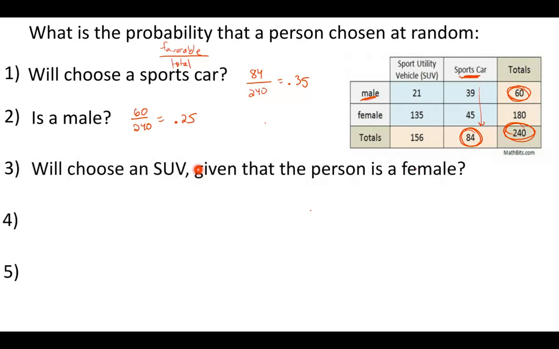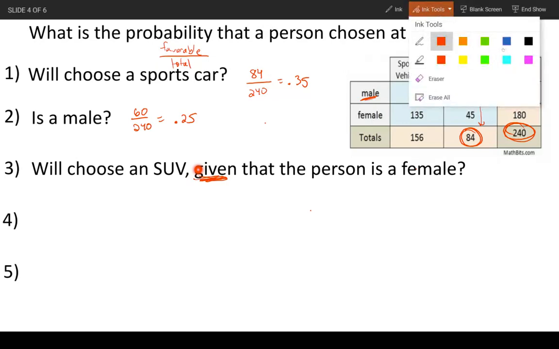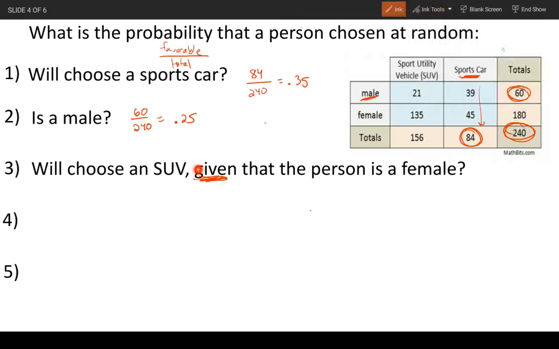Now we're getting into the conditional part. The key to this is this word, given. Given. So what's the probability that a random person will choose an SUV given that the person is a female? So that's saying we're eliminating males from contention in this problem. We're just sort of locking in on females. That's all we care about in this particular question.